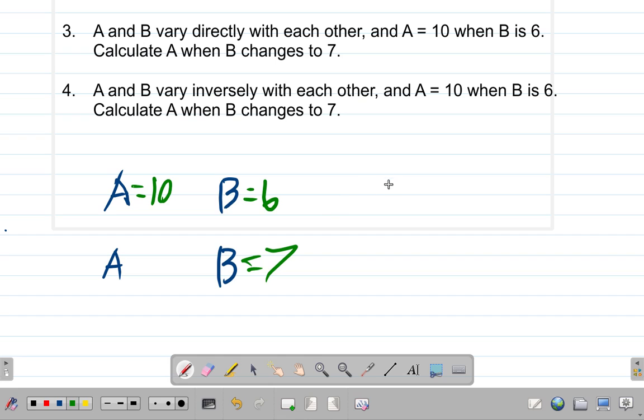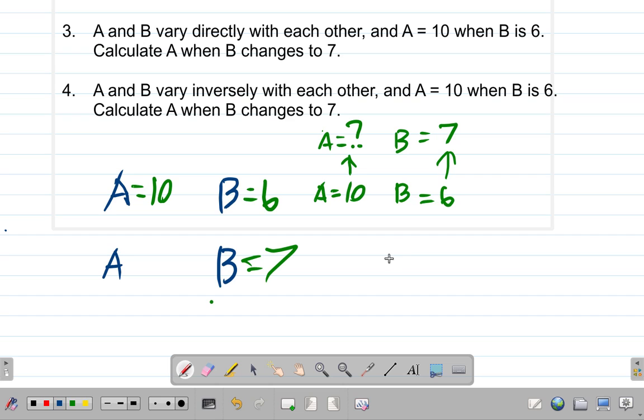Let's see what happened. You can see that B was 6 and then B went up to 7. It changes to 7. Now, since they're directly proportional, A should go up too. A was 10. Then A should go up to, well, whatever it is. Now, B went up by not much, a small amount, but by what proportion? By what amount? Let's see here.